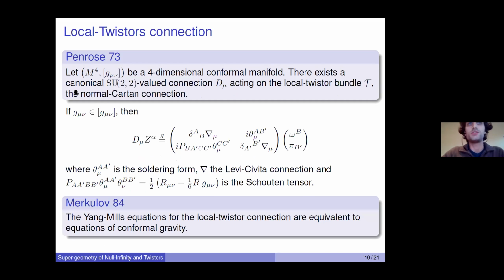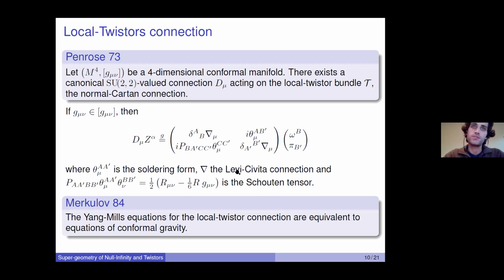So the real reason why this is useful, of course, is not just because you have a bundle, but you have much more. You have the so-called normal Cartan connection, which is an SU(2,2)-valued connection acting on this twistor bundle. You can define it in coordinates. You pick again a metric, it trivializes your bundle, and you define the connection like this. What is this? Here we have the soldering form for this metric, the Levi-Civita connection, and the so-called Schouten tensor.